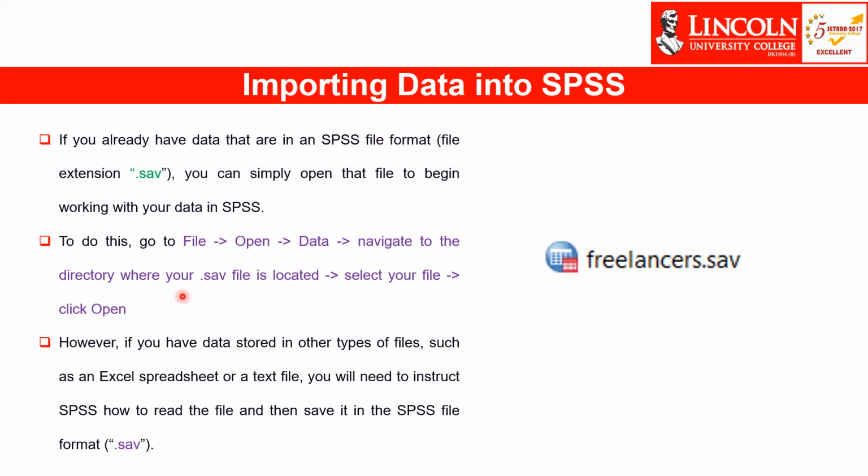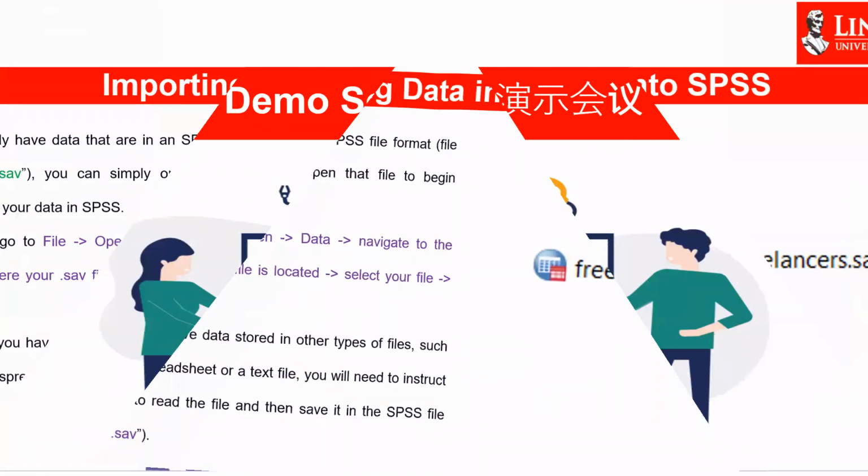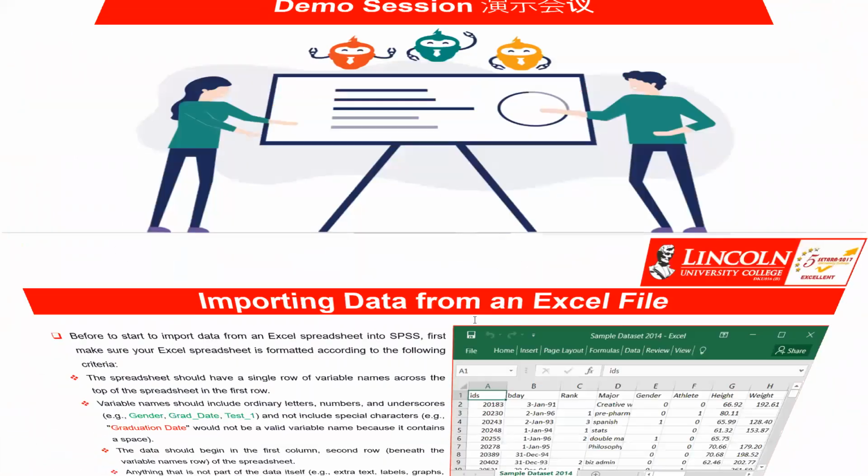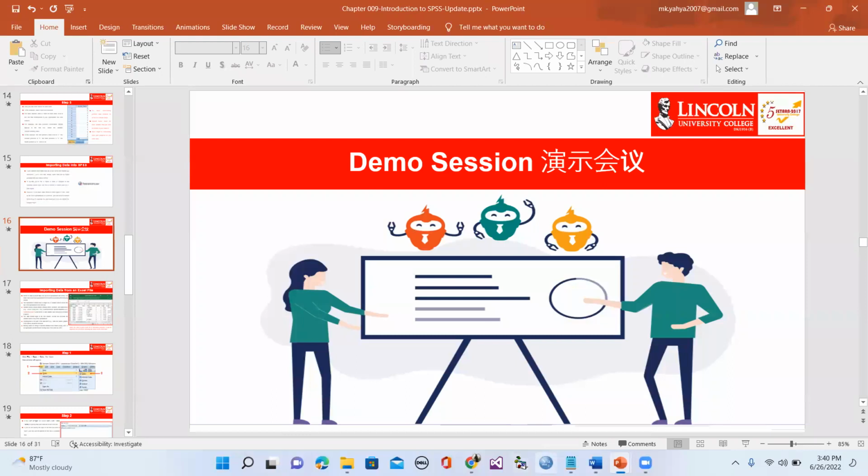Also, if you have data stored in other types of files, such as an Excel spreadsheet or a text file, you will need to instruct SPSS how to read the file and then save it in the SPSS file format. It is as simple as that. So let's quickly look at how this can be done. I've already shown you how to do your installation, so for now I'm just going to launch my SPSS application.